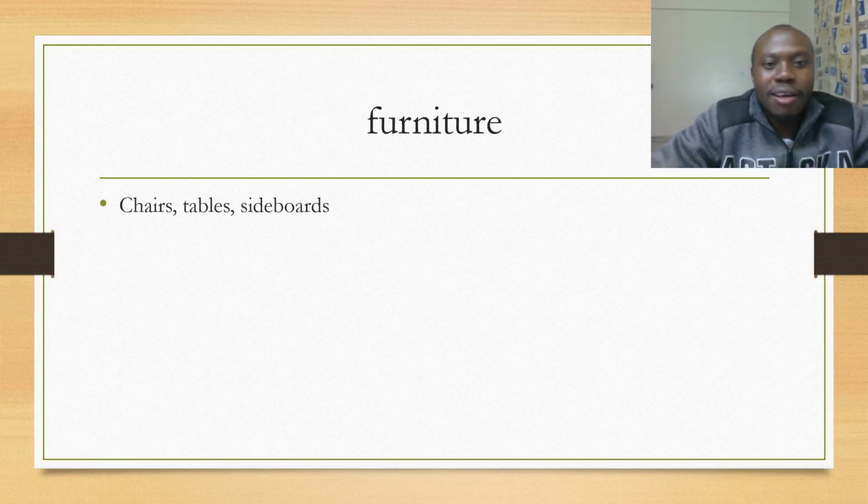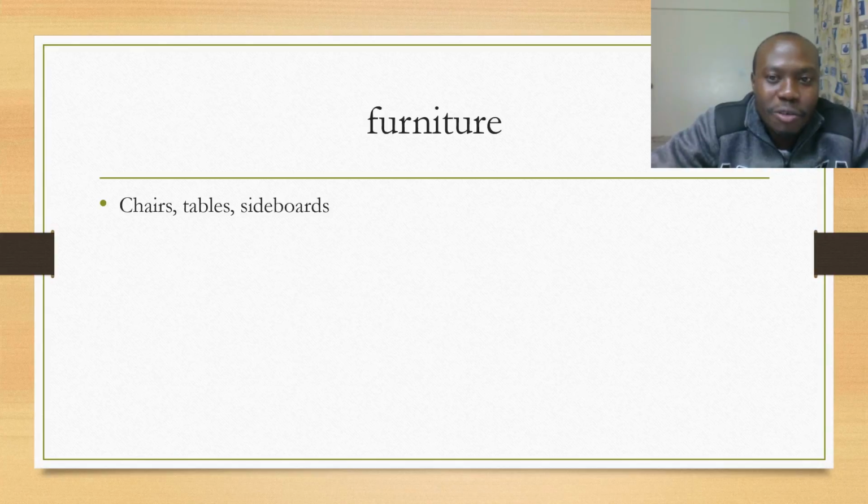Finally, some of the furniture that are used in a restaurant include chairs, tables, and sideboards, amongst other pieces of furniture. That will mark the end of our lesson today.